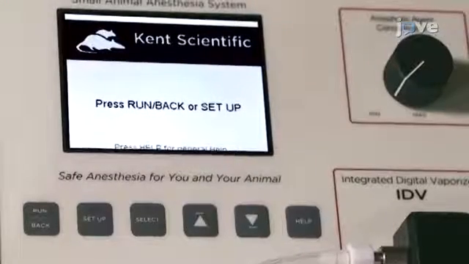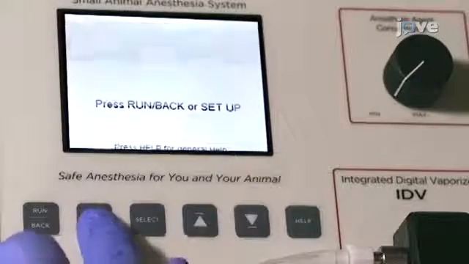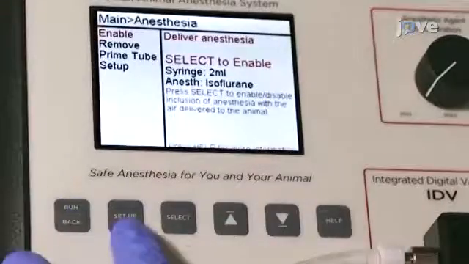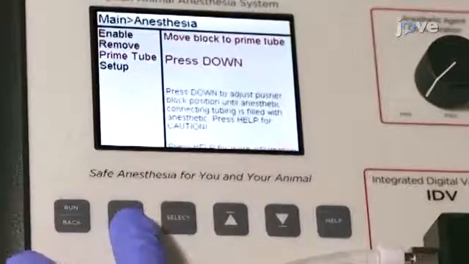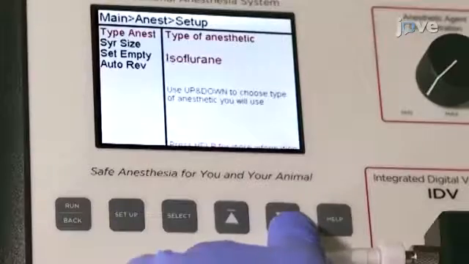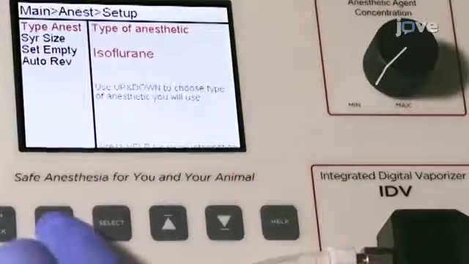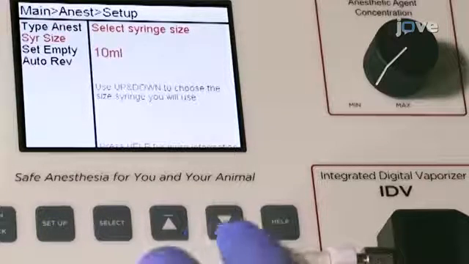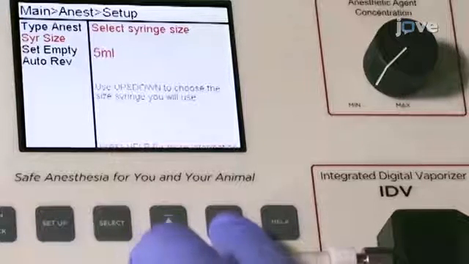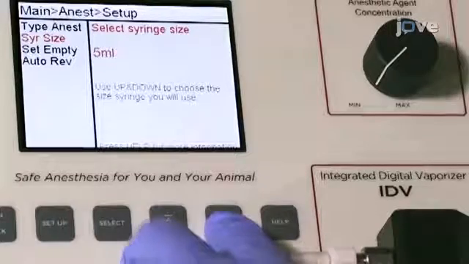Turn on the low-flow anesthesia system to configure the settings. Navigate to the Anesthesia Setup menu and choose isoflurane. Next, set the syringe size by pressing Setup to highlight Syringe Size. Use the directional buttons to select a 2 milliliter syringe.